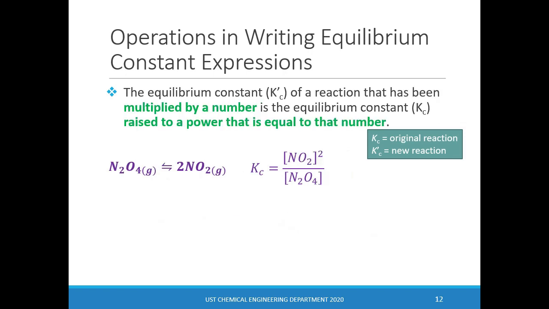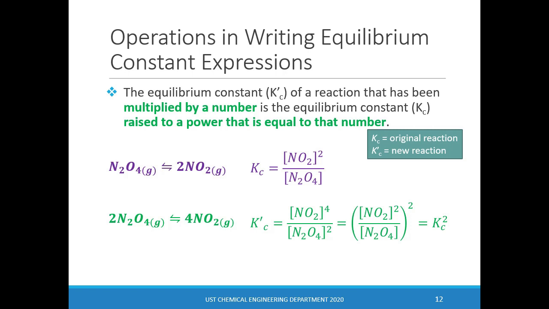Second, if a reaction is multiplied by a certain factor, the new equilibrium constant is equal to the original equilibrium constant raised to a power equal to the multiplied factor. For example, if we multiply the given equation by 2, as shown in this equation, the new equilibrium expression will then be NO2 raised to 4 divided by N2O4 squared. When we simplify, this is just equal to the square of the original equilibrium constant expression.